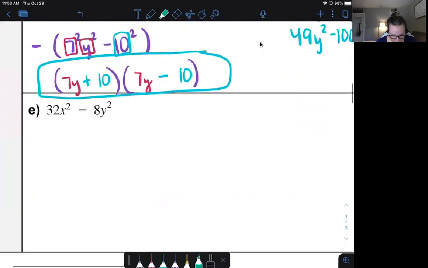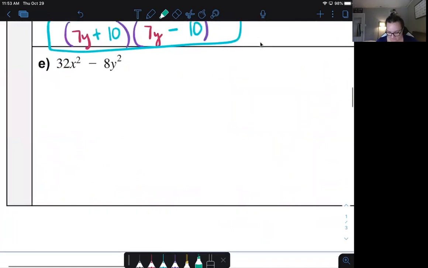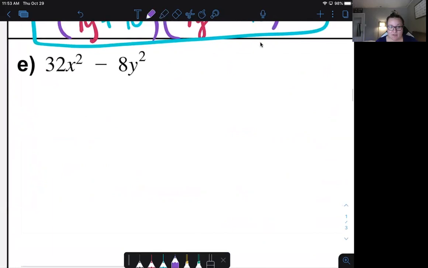All right. Now let's do part E. So in part E, 32x squared minus 8y squared. Well, 32 and 8 aren't perfect squares, so this doesn't look like it's a difference of squares. But 32 and 8 both have a GCF of 8. So let's factor that 8 out.